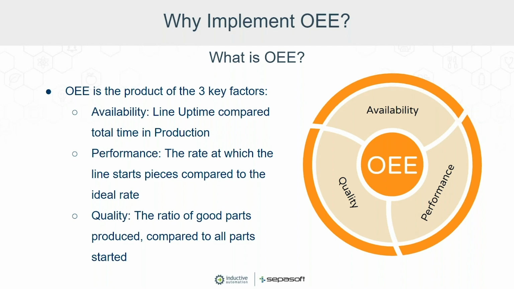So if over the course of an hour you reject 4 out of 100 pieces started and produce 96, your score is 96%. And after all of that, you multiply those three percentages together to get your OEE score. So if your availability is 90%, your performance is 85, and your quality is 96%, as in our simple examples here, your OEE would calculate out to 73.4%.